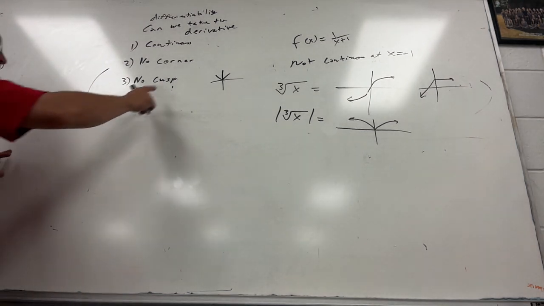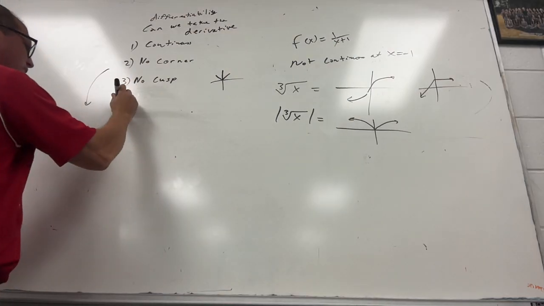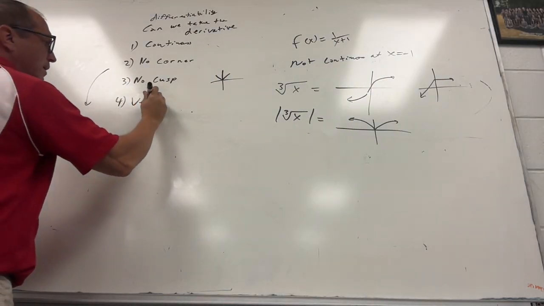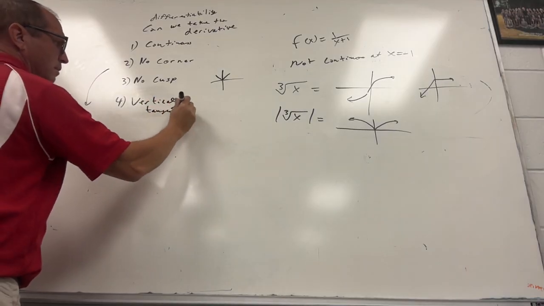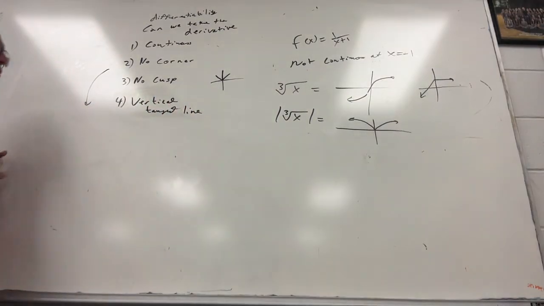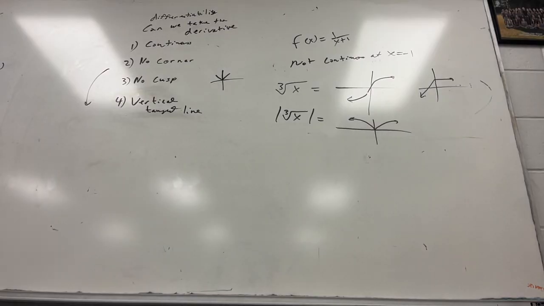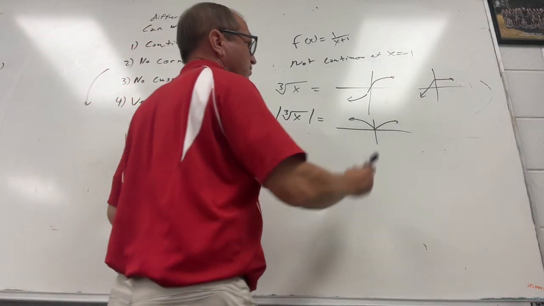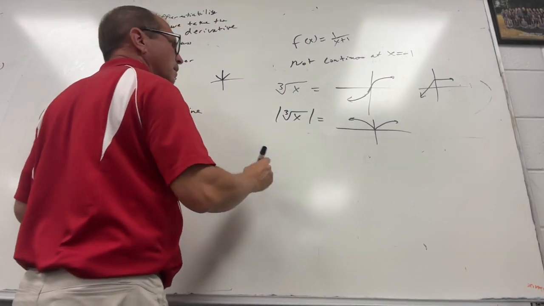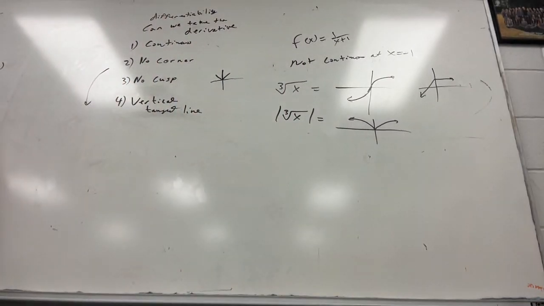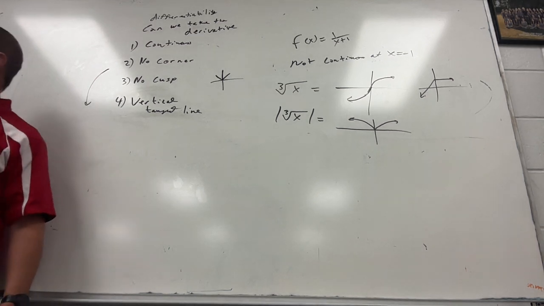And then finally, I'd almost forgotten to include this one, a vertical tangent line. A vertical tangent line comes from the cube root of x. Let's take the derivative of the cube root of x. There is a vertical tangent line on the cube root of x at 0. The derivative should not have a vertical tangent. It's going to make sense in just a second.